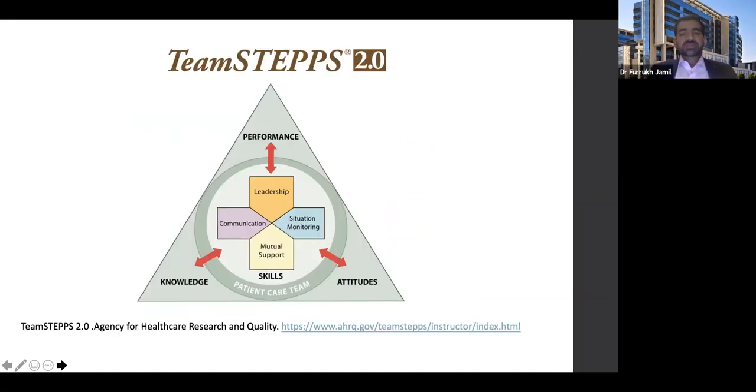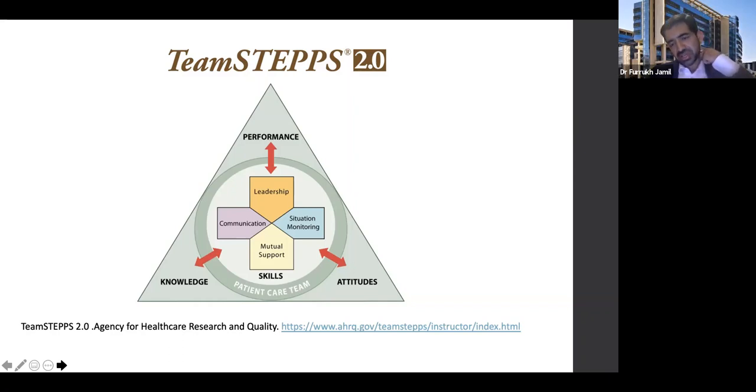So I'm going to introduce you to TeamSTEPPS, and after that we're going to talk about SHELL. So TeamSTEPPS and SHELL will be the two focus models we discuss today. As you can see, TeamSTEPPS focuses on five areas: leadership, situational awareness, mutual support, communication, and the patient care team. So those are the five human factor areas which TeamSTEPPS suggests we cover, with two-way communication between the three things we focus on: knowledge, attitude and performance, which obviously result in a good outcome. TeamSTEPPS stands for strategies and tools to enhance performance and patient safety.